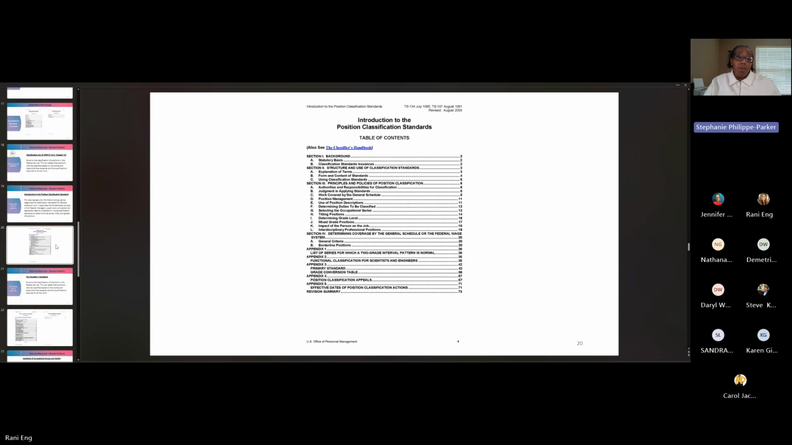Overall, classifiers are governed by all of these guidelines, all of this content, and we're responsible for not only understanding them, but applying them appropriately during the classification process.